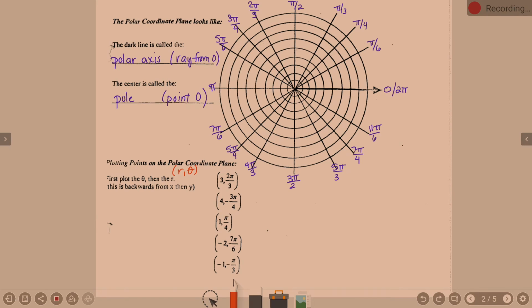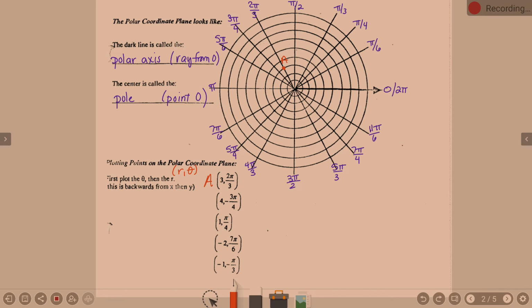Now, I am going to call this first point A, because I need a way to label these so that we know what's what, and I don't have to label them with their actual numbers. So 3 comma 2 pi over 3. So first of all, we find theta. Where is 2 pi over 3? Here. It's this line right here. What does an r of 3 mean? 3 rings. That means you're going to count out 3 rings. Can you see where I put my point? That is point A. Or whatever you want to call it, but A is easiest for me.